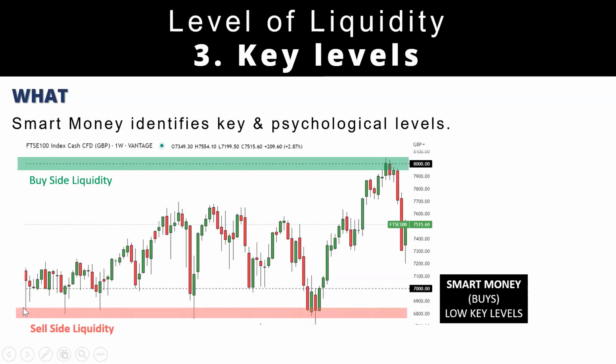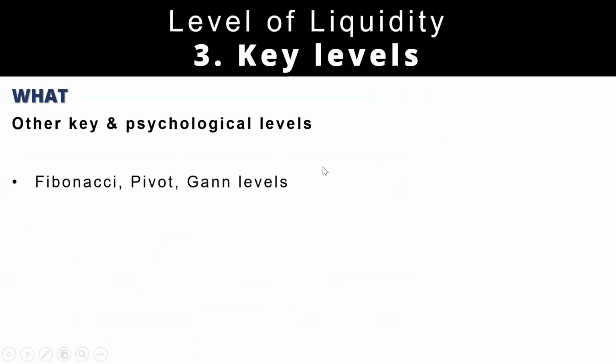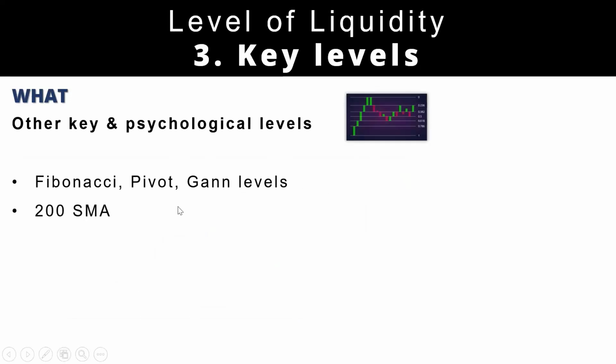All right. So what do we see here? There are key levels. The key level that we're talking about is this level of 7,000 and this level of 8,000. In this case, it's a round number, and that's considered a key level. Other key and psychological levels are Fibonacci, pivot, Gann levels. 200-day SMA, probably the most important level of all.